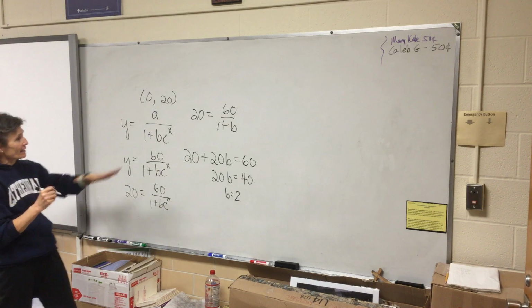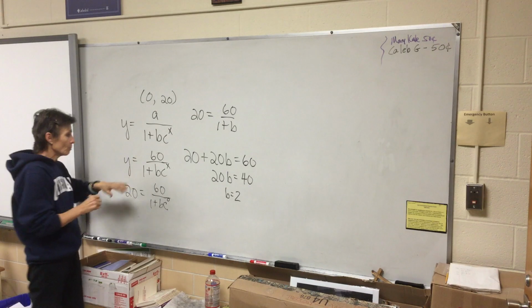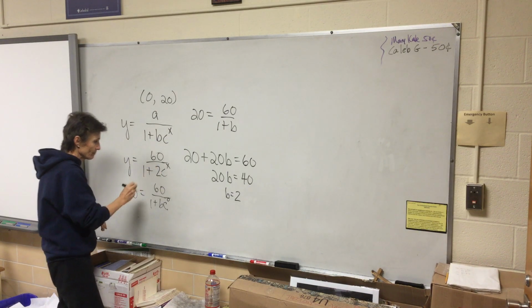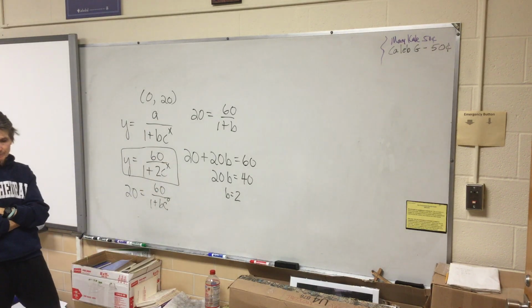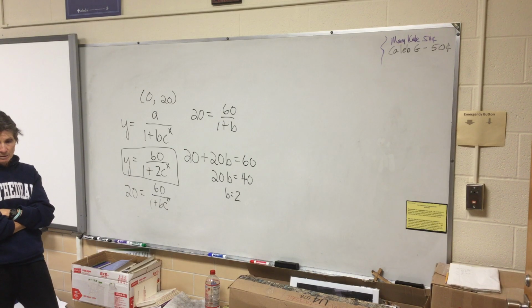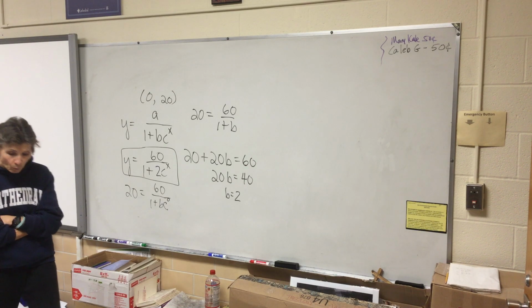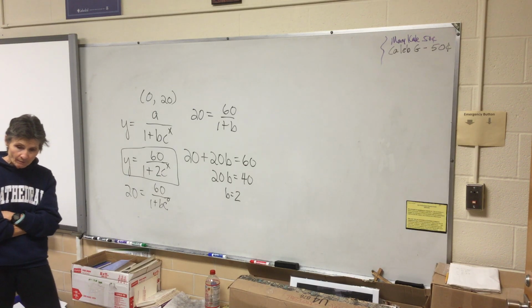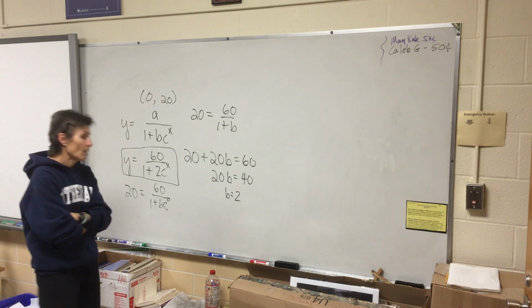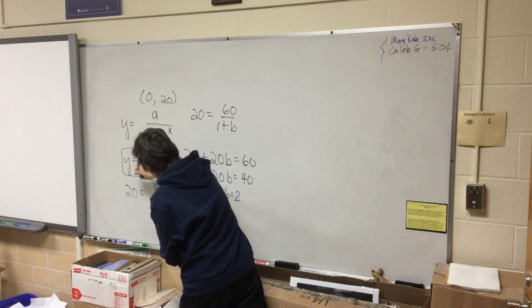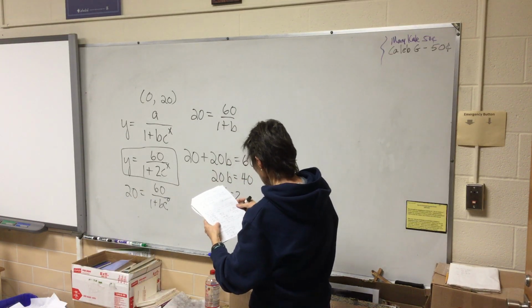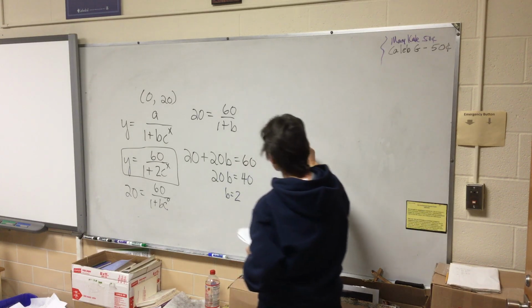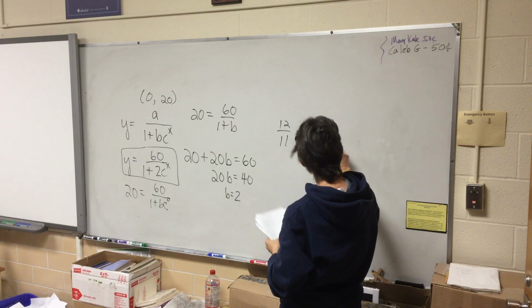So right off the bat, I knew A was 60. And now I know B is 2. So I'm just going to squeeze it in right here. Now I'm looking at that equation. Now what? Look at your problem. There's only one thing left. What's left? C. What have I not used in my given problem? The point. So now I'm going to plug the point in right here: 12 elevenths equals 60 over 1 plus 2 c to the third.